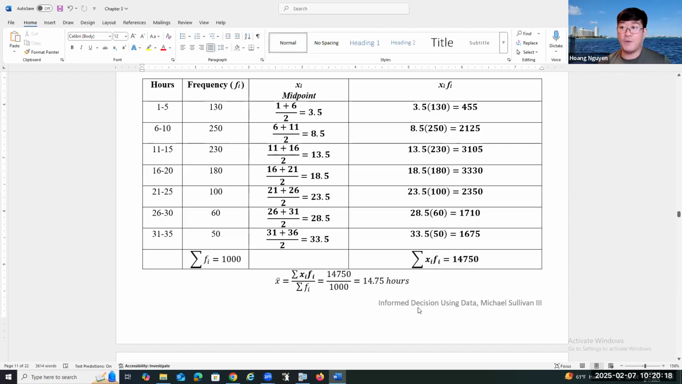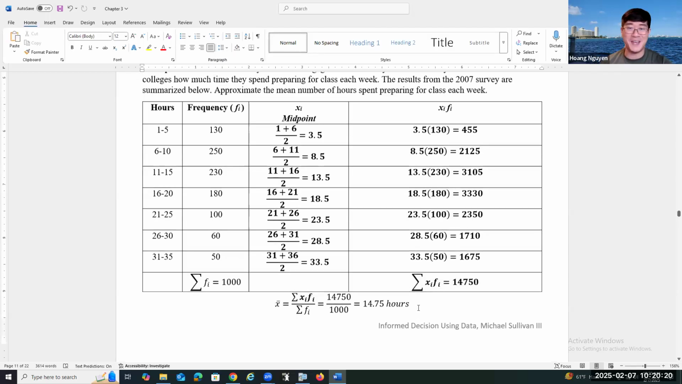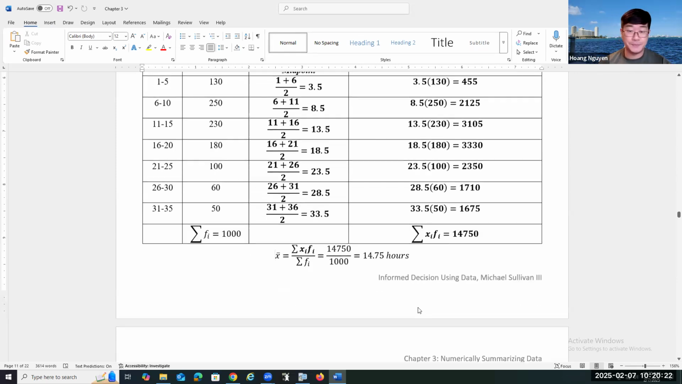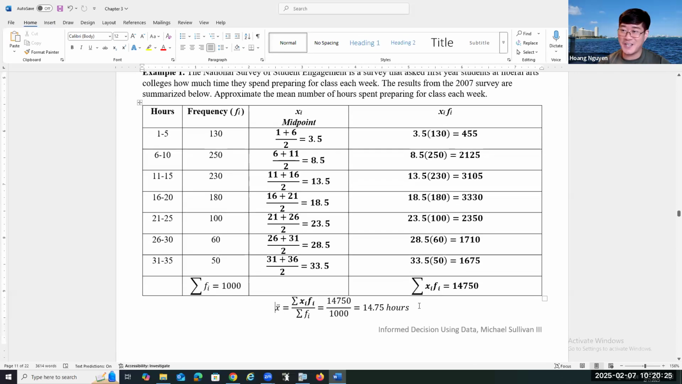So based on the given data, we should approximate the mean. Okay, so far so good. I hope everyone got the idea of how we approximate the mean from grouped data. Based on the classes, we need to get the midpoint. After we get the midpoint, we multiply the midpoint by the frequency. After that, we get the summation of all the xi times fi, divided by the summation of fi. So that's the way that we approximate the mean.